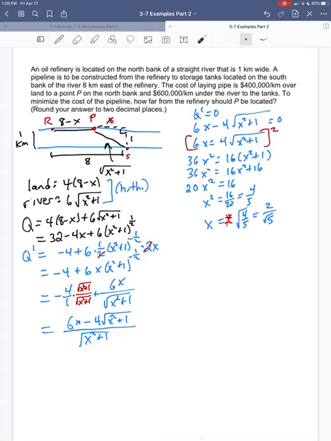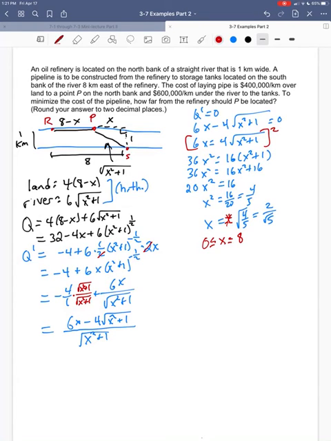On the other hand, the highest possible value for x is 8. If x were 8, then this value would be 0, which means it wouldn't go along land at all, and it would just go directly across the river. So I know here that my x value has to be between 0 and 8.